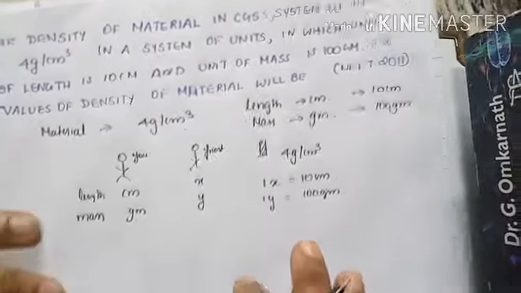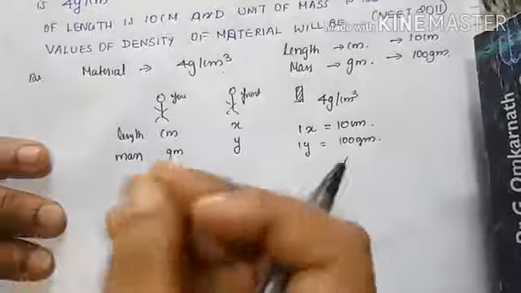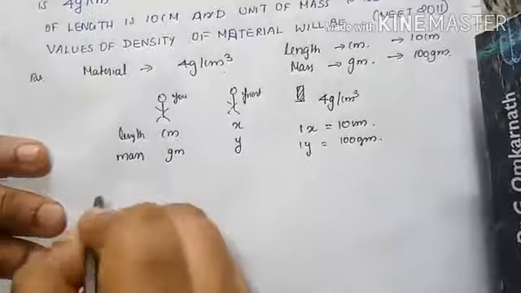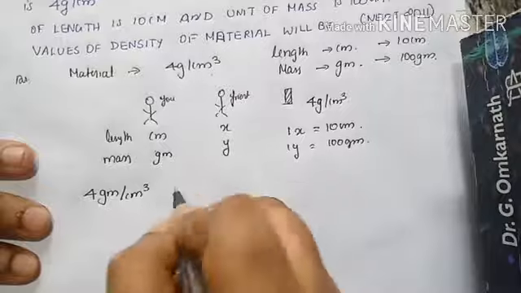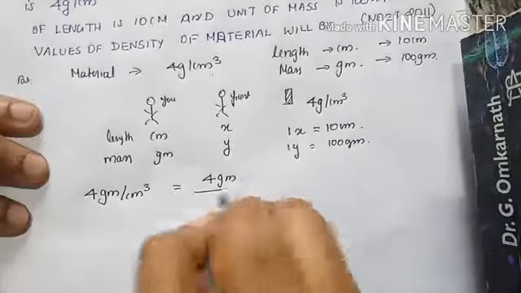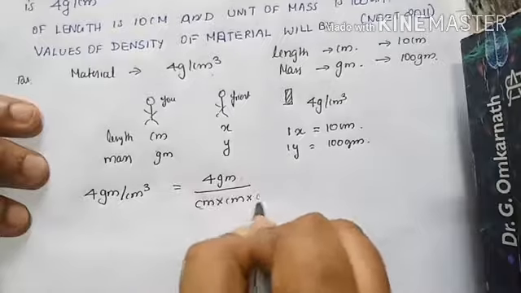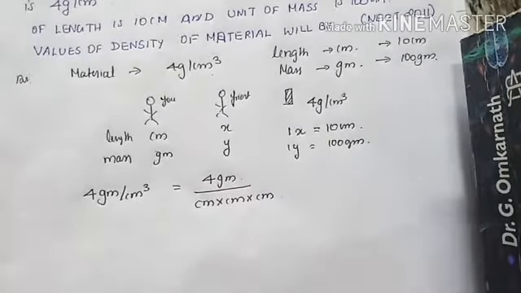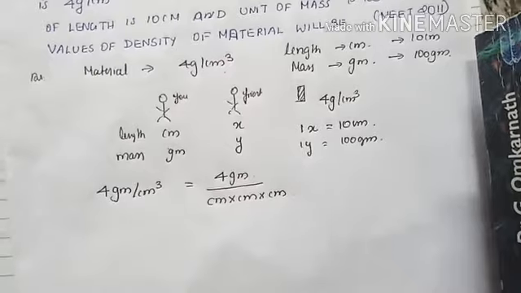Right? Now I'm going to do the problem, guys. Please take a close look at how I am doing the problem. So 4 gram per centimeter cube, I'm going to write it as 4 in the numerator, that is 4 gram, divided by centimeter into centimeter into centimeter, centimeter cube, right? I hope this much is clear.